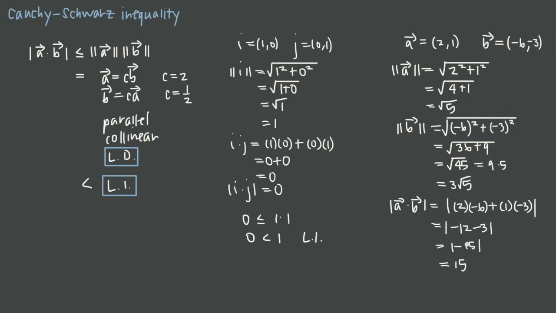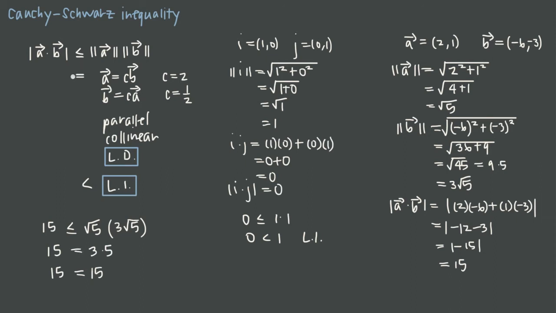Now, if we put these together in an inequality, we take this value 15 for the left-hand side. So let's go ahead and put that over here. 15 less than or equal to the right-hand side, which is going to be the product of the length of A and the length of B. So we'll say square root 5 multiplied by 3 times square root 5. On the right-hand side, square root 5 times square root 5 is 5. So we get 3 times 5, or 15 on both sides. And so what we can see is that these values are equal to one another.